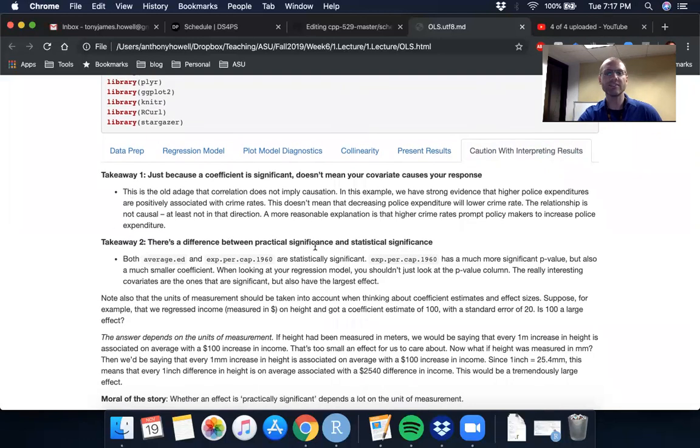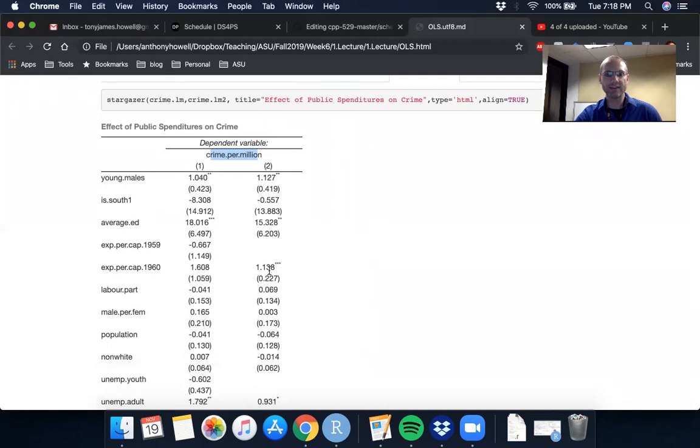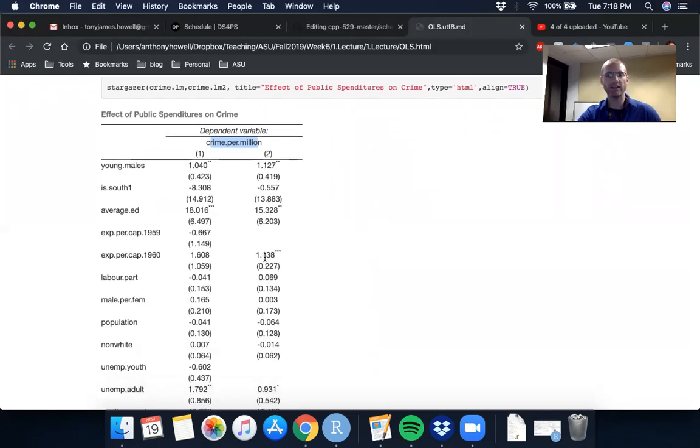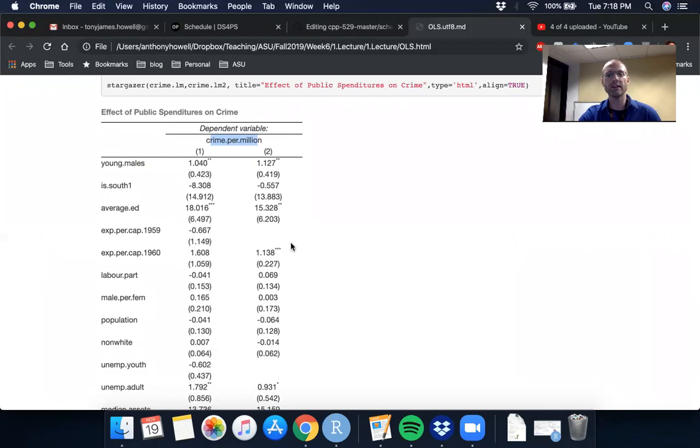And the second thing is distinguishing between practical significance and statistical significance. If we have a very low p-value, that shows the coefficient is statistically significantly different from 0. But you also look at the size of the coefficients, right? So for instance, the size of this coefficient, 1.138, seems pretty high, and we can interpret what this means in terms of its effect. A 1 unit increase will result in a 1 unit decrease in crime.